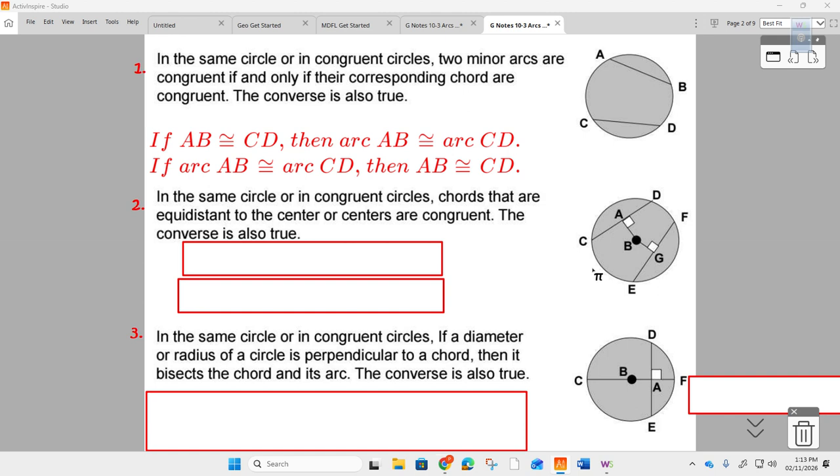Okay. Look at this circle. It says in the same circle or congruent circles, chords that are equidistant to the center, and remember, equidistant just means the same distance, are congruent. So if chord CD and chord EF are congruent, then they have to be the same distance from the center of the circle. So why is there a right angle there?